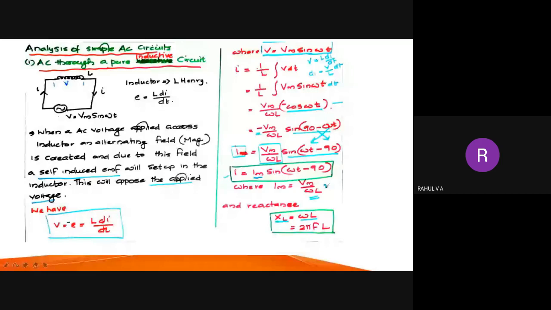We know that voltage divided by a resistive term is always current. So omega L is a term like that, but since it is an inductor, it is not resistive, it is reactive. So I am writing this component as the reactive component XL.